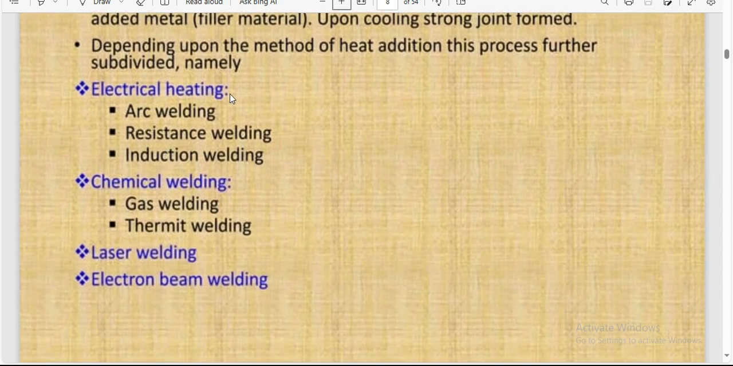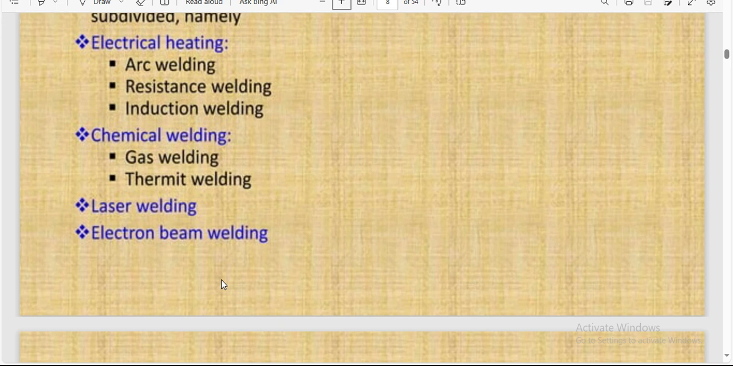Those are electrical heating. Under electrical heating, arc welding, resistance welding, and induction welding are categorized. The second one is chemical welding. Under chemical welding, we use chemical materials like gas and thermite. Gas and thermite welding are the two main basic types of chemical welding. Laser welding and electron beam welding are also types of fusion welding, or liquid state welding.